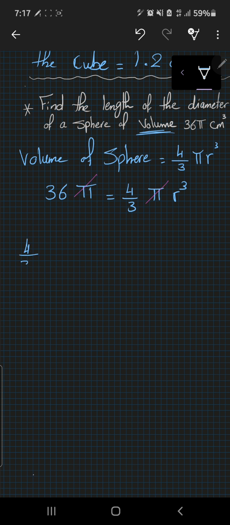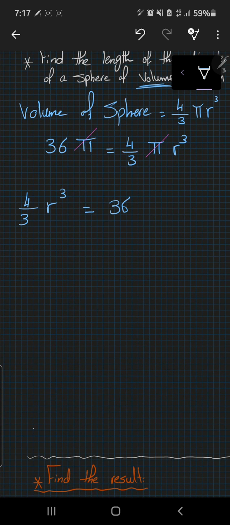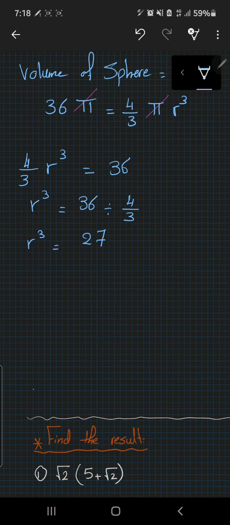4 over 3 r cubed equals 36. Okay, we want to get the value of r by moving 4 over 3 to the other side by division. So r power 3 equals 36 divided by 4 over 3. By using your calculator, the result will be 27. We want to get the value of r. So take the cubic root by both sides. r equals cubic root 27. The result will be 3 centimeter.